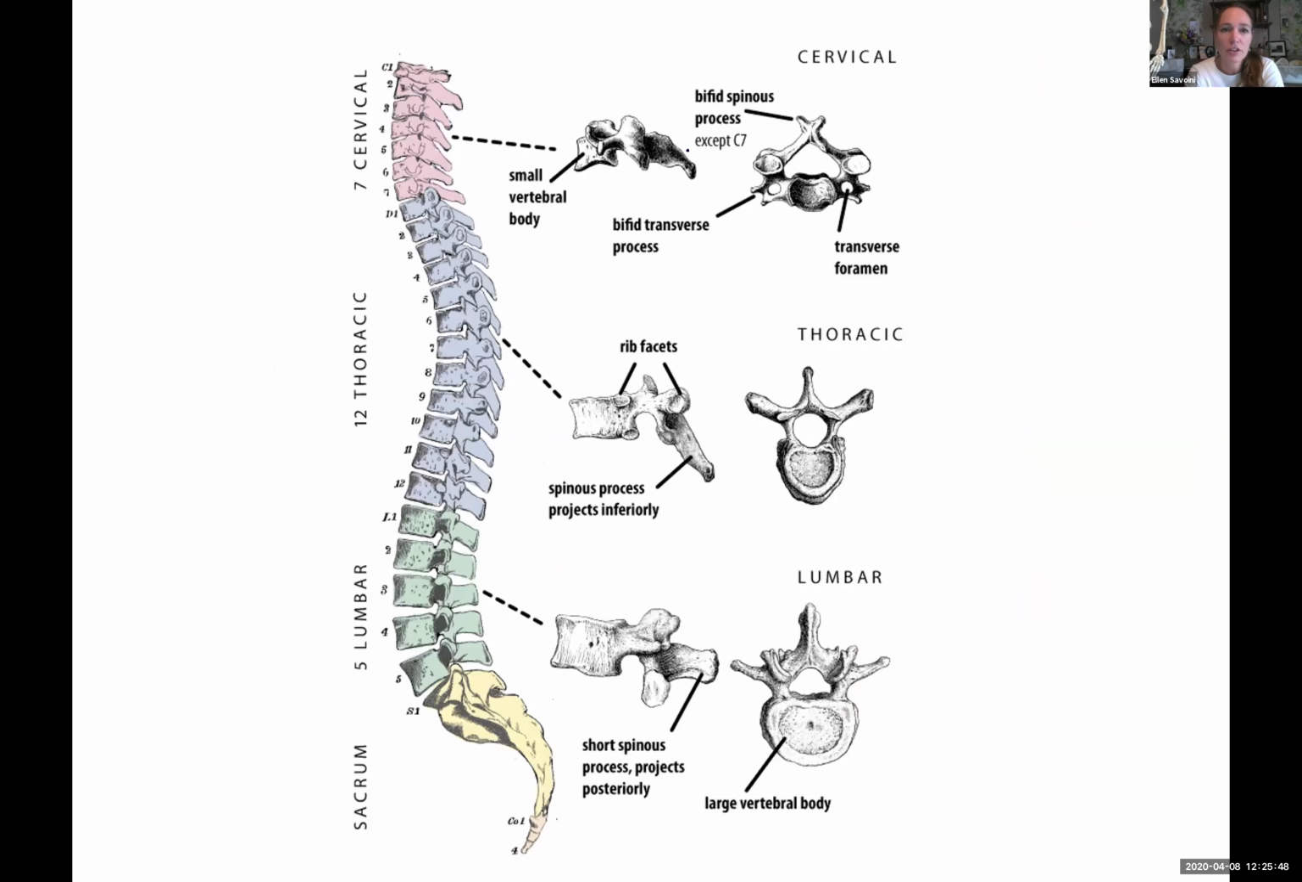You can see another view here with the curvature of the spine. I won't ask you any questions about the curvature, but this is just a nice picture to show you the different vertebrae and how they look. Now, just to give you a hint, all the cervical vertebrae have this extra hole known as a transverse foramen. We'll get to that in a moment.